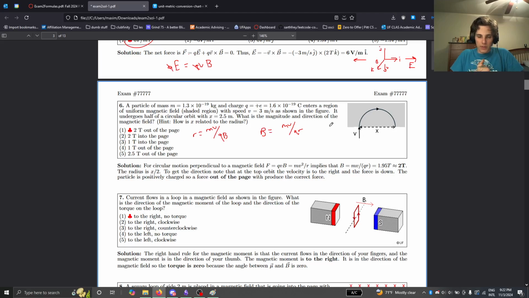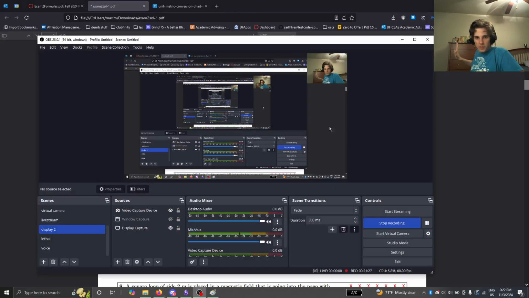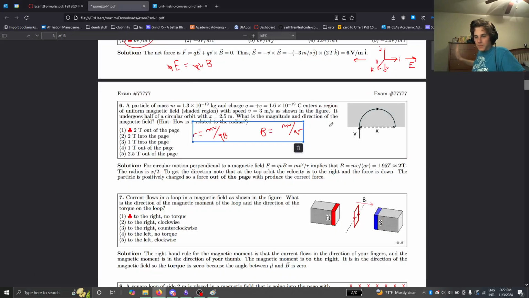Now the issue concerns the magnetic field: where is it oriented? Is it going into the page or out of the page? Well, let's think about it. The particle is currently heading upward. Is it mirrored? No, it is not mirrored. So the particle is headed upward, and it ends up curving to the right, which means that there must have been a force that pushed it to the right.